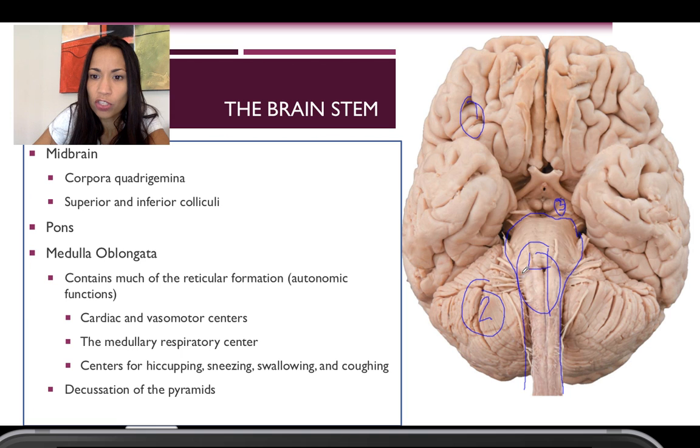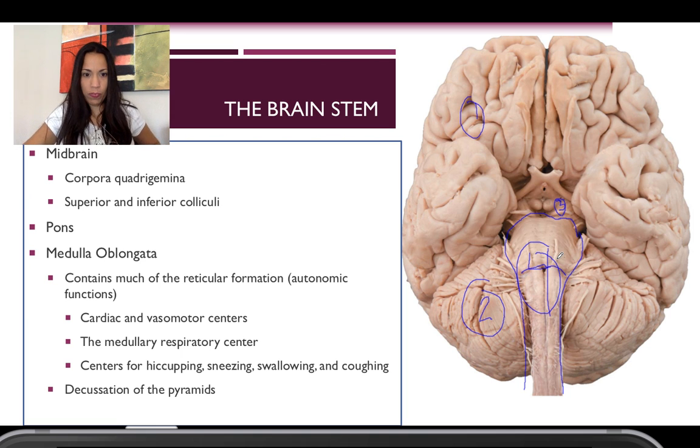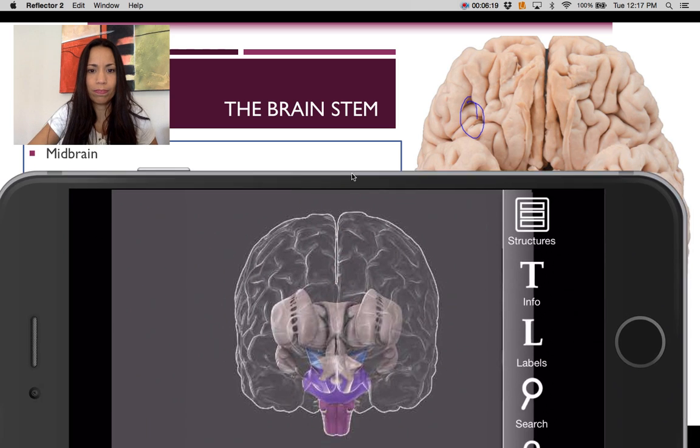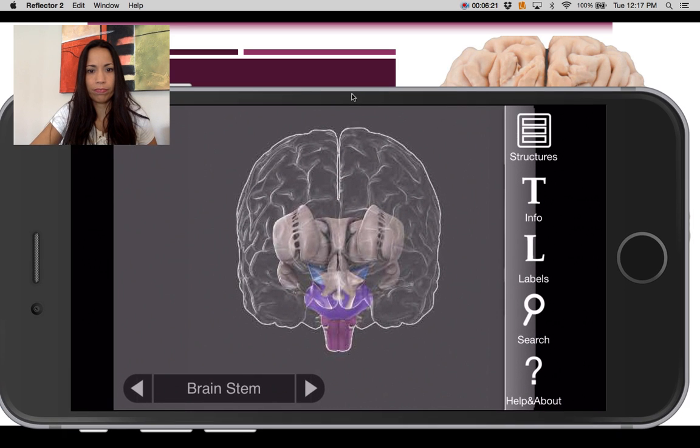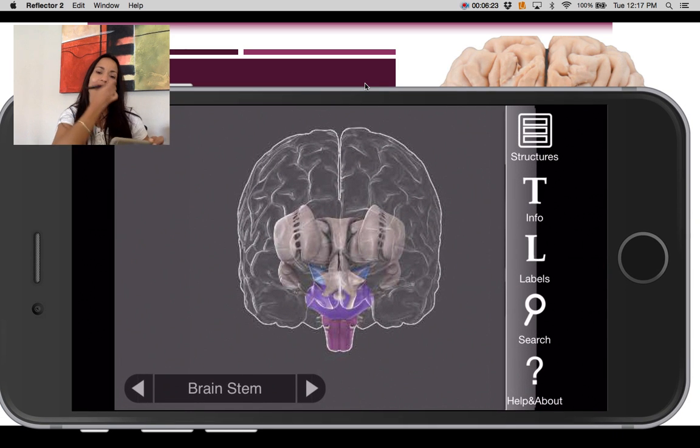In here, we can just see two of them. So I'm going to show you my app so we can be oriented. Where's the mouse? Okay, let me grab it with this. Okie dokie. So that's the brainstem.